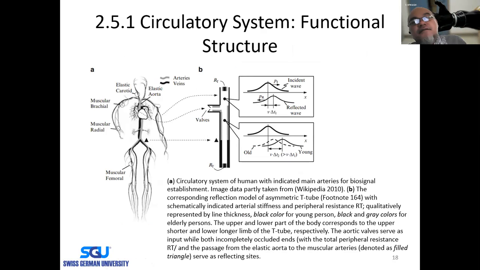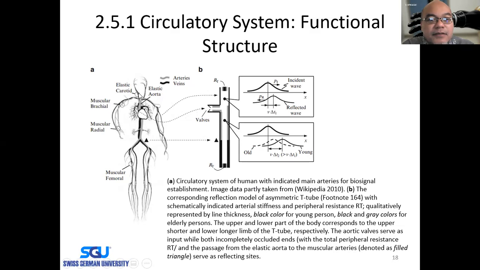So what signals can be captured from the circulatory system? Here is the circulatory system of a human with indicated main arteries, followed by signal establishment. Here we have the arteries and the veins. The arteries distribute the oxygen-rich blood. The veins distribute the oxygen-poor blood, or the carbon dioxide-rich blood.